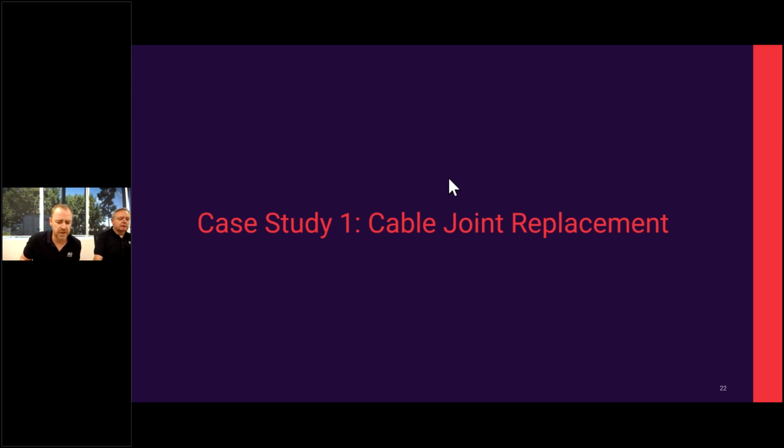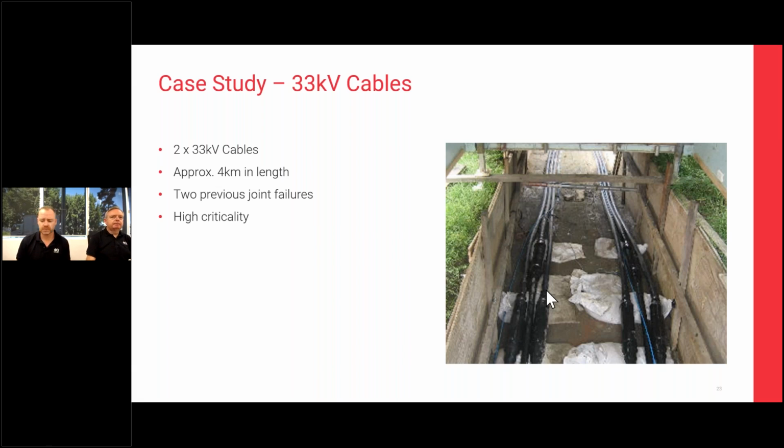So we've got 2 case studies here. Case study number 1, the joint replacement. Here we've got some 33 kV cables. It's 2 sets of 33 kV cables that are about 4 kilometers in length. These are relatively new in terms of cable assets. They're only 5 years old.